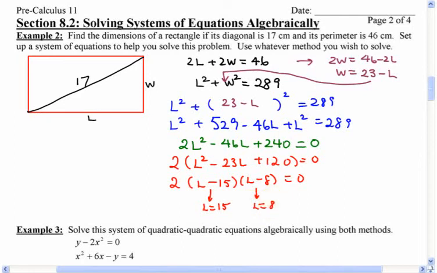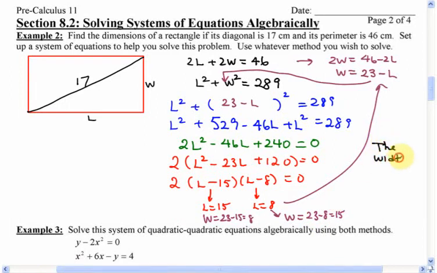Now once again you need to solve for W, and we plug it back into the purple equation here. You'll see W equals just 23 minus 15, which is 8, and the corresponding 8 here, 23 minus 8 equals 15. They're interchangeable. So finally, I'll say the width, usually it's the smaller one, is 8 centimeters, while the length is 15. Okay.